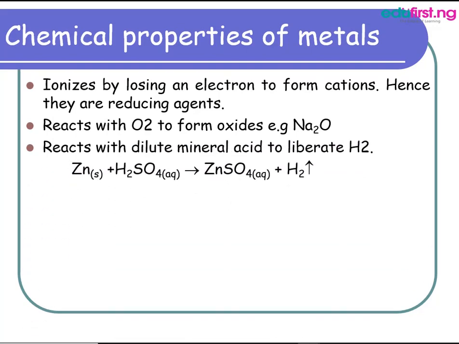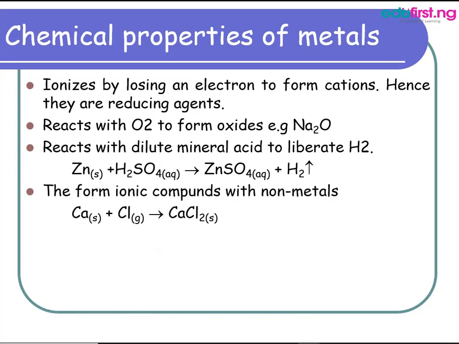They react with dilute mineral acids to liberate hydrogen gas. Examples of mineral acids are HCl, hydrochloric acid, and H2SO4, sulfuric acid. So when zinc, for instance, reacts with H2SO4, it gives zinc sulfate, then liberates hydrogen gas. You can see hydrogen is given off. They form ionic compounds with non-metals. What are ionic compounds? When they react with non-metals, they share electrons. For instance, you have calcium plus chlorine to give us calcium chloride by sharing of electrons.